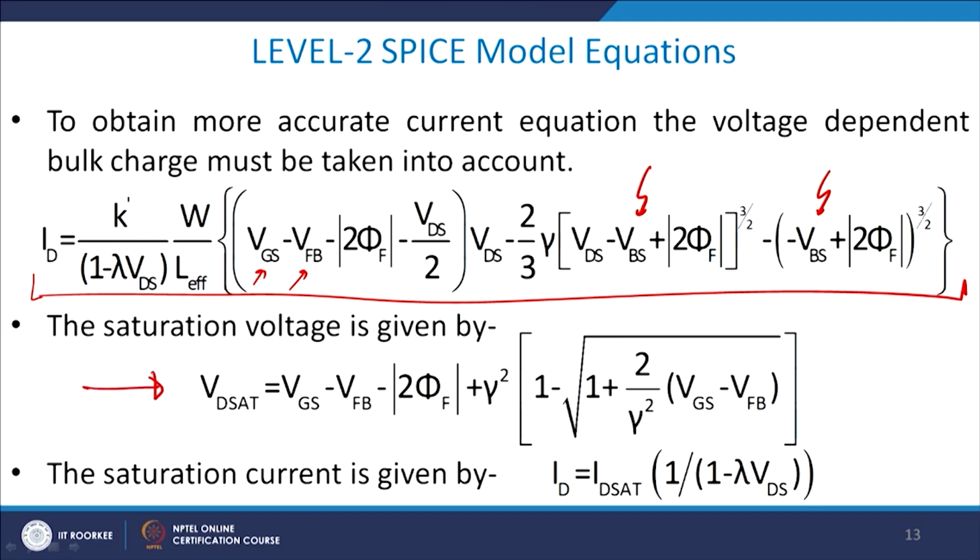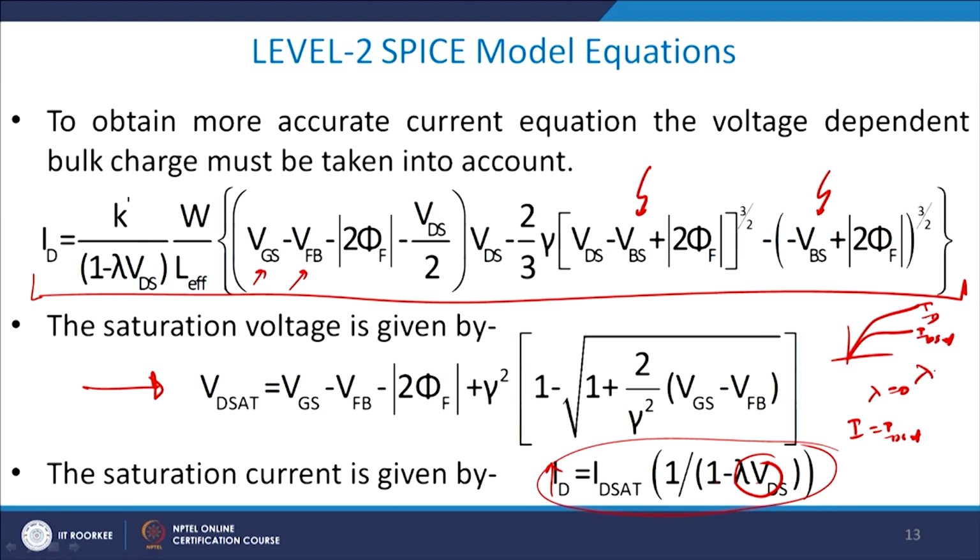The saturation voltage is given by this formula, and ID equals ID sat upon 1 minus lambda VDS, where ID sat is the saturation current. So, if lambda equals 0, then I get ID equals ID sat, right. If lambda is relatively high, this quantity is high, 1 minus that quantity will be low, and therefore ID will be relatively high as compared to ID sat, and that is the reason you will always get a current which is something like this. So, this is ID and this is ID sat. ID will always be larger than ID sat for lambda greater than 0, right, and that is how it behaves as a non-ideal current source.